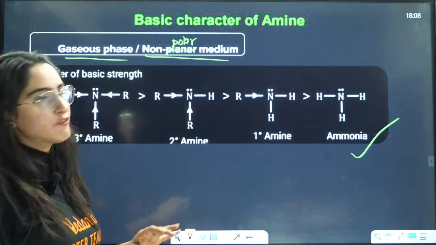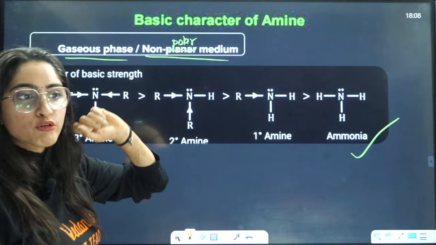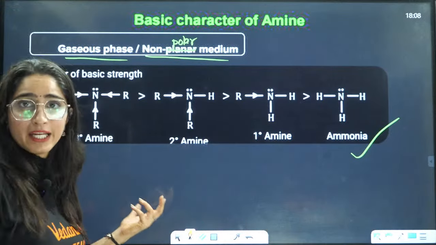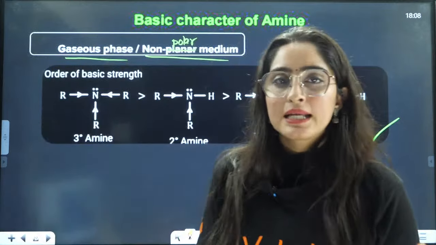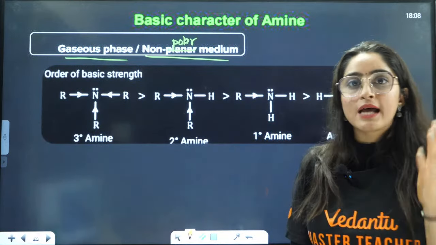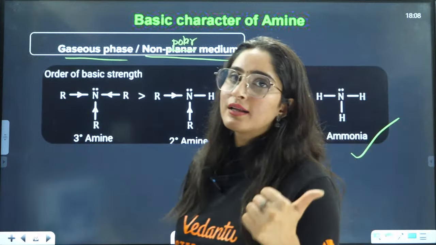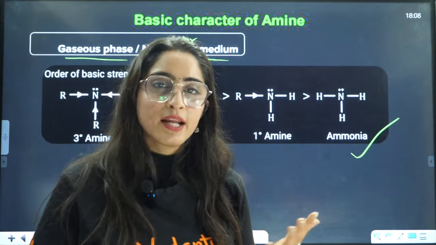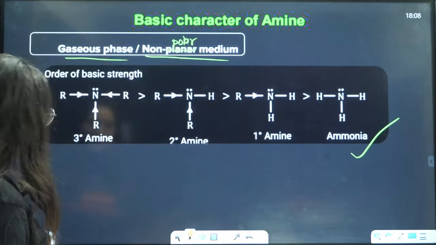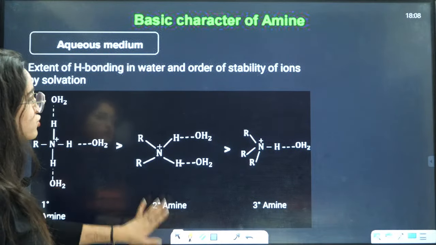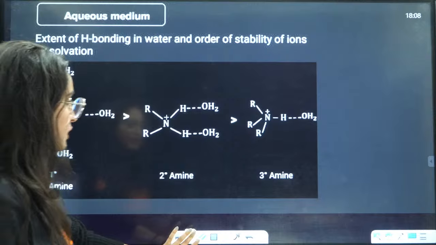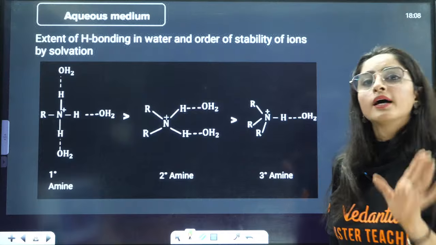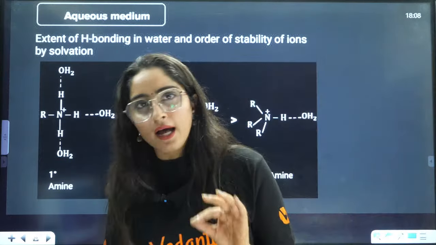So, when we talk about the gaseous phase, right, there is no water. But when we talk about a polar medium, that means we are adding water into it, right? So there will be 2-3 more factors that will affect it. First is the hydrogen bonding with water, the steric hindrance, the solvation, right? So all these things will affect the basic character, right? So let us talk about the aqueous medium, what will happen. So in aqueous medium, firstly, I will give you the answer only. Then we will talk about the reasons.